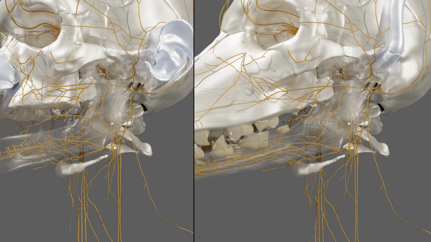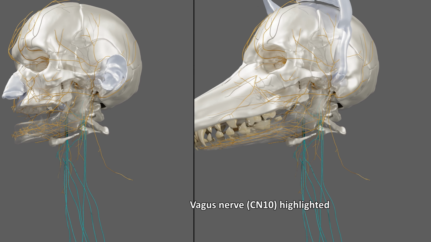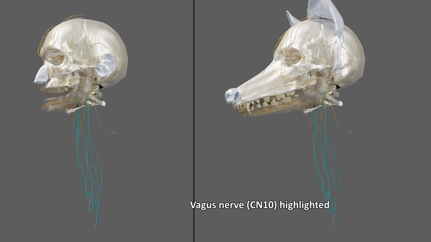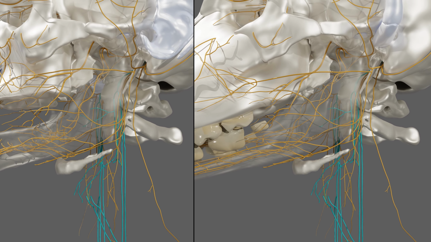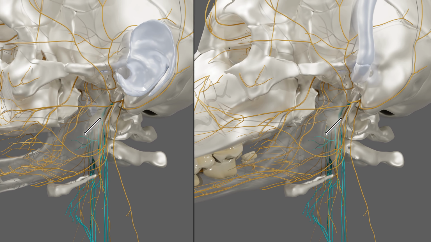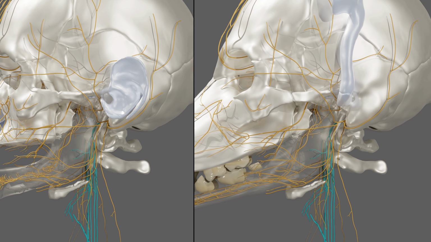Another maybe comes from the vagus. The vagus is deep inside the neck and mostly does things we're not interested in here, but one of its branches innervates a muscle at the back of the tongue, the palatoglossal muscle. The rest of the vagus, including its main trunk, is not impacted.